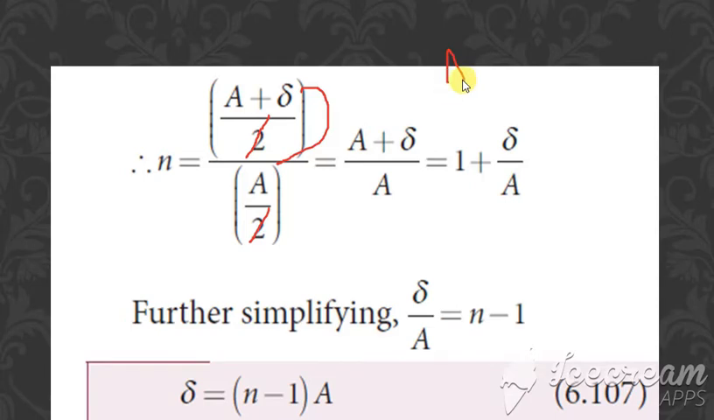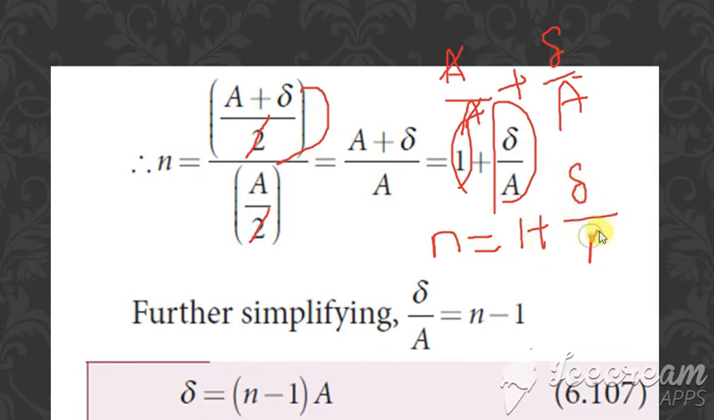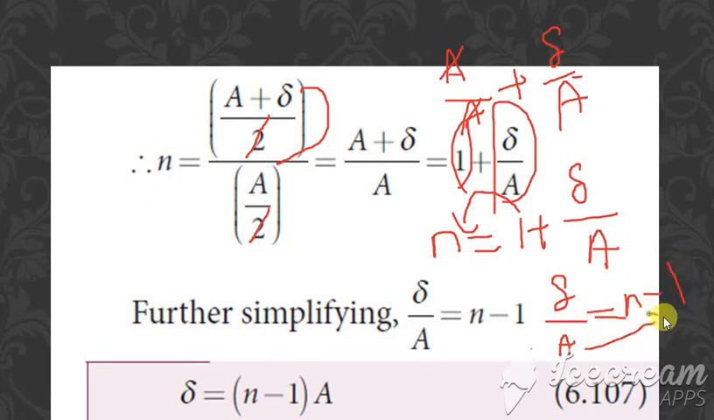If we split this, it can be written as A by A plus δ by A, is it not? Now A by A is 1, so 1 plus δ divided by A. So this is the value of n: n is equal to 1 plus δ divided by A. Now bring this 1 to the other side, so we get δ divided by A equal to n minus 1. Now bring this A also to this side, so we get δ equal to (n minus 1) times A. So this is the formula.